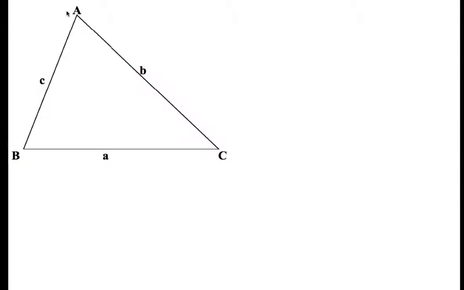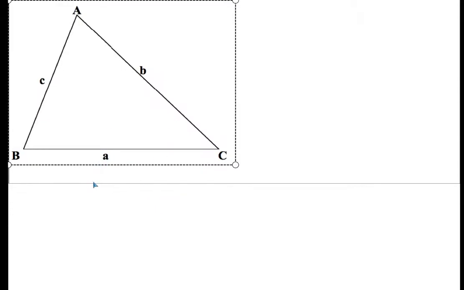So it doesn't matter which of the corners we call A, B, or C. Whatever angle we call A, the side that we call little a should be the one on the opposite side of the triangle. If you name a triangle in that way, then the equation that we're going to come up with later is going to be pretty useful. Okay, easier to remember at least.